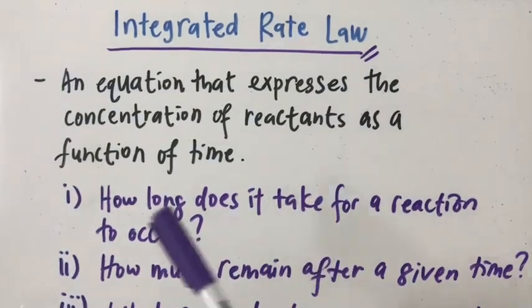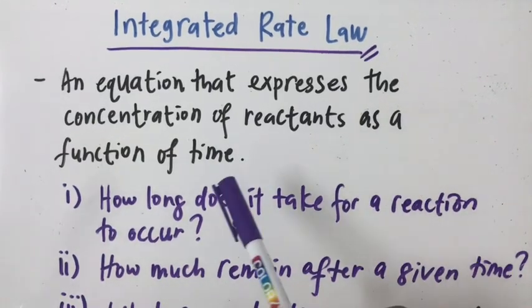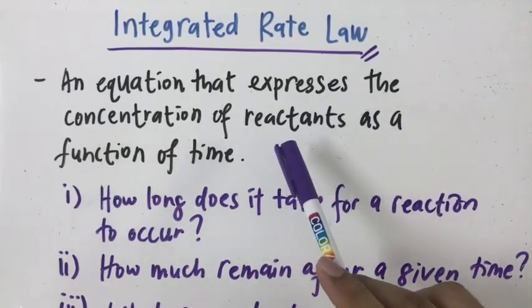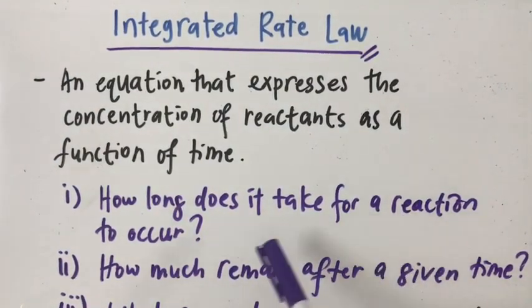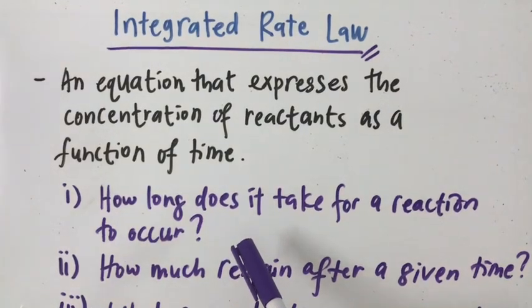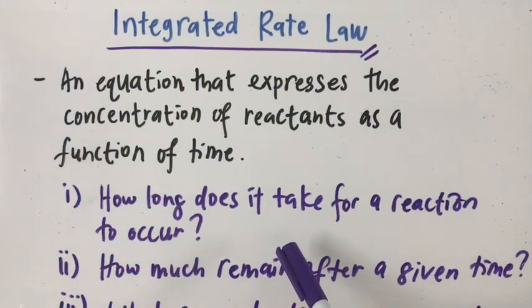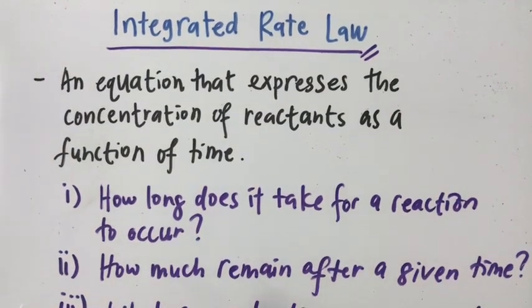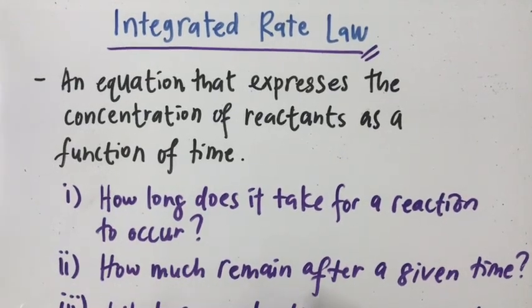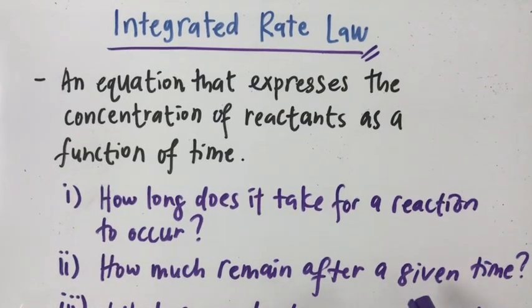Integrated rate law is an equation that expresses the concentration of reactants as a function of time. From this equation, we can find how long it takes for a reaction to occur, meaning that we can determine the time required for the initial concentration of a reactant to be reduced to some final value. Secondly, how much remains after a given time, meaning that we can also determine the concentration of a reactant remaining after some time after the reaction takes place.